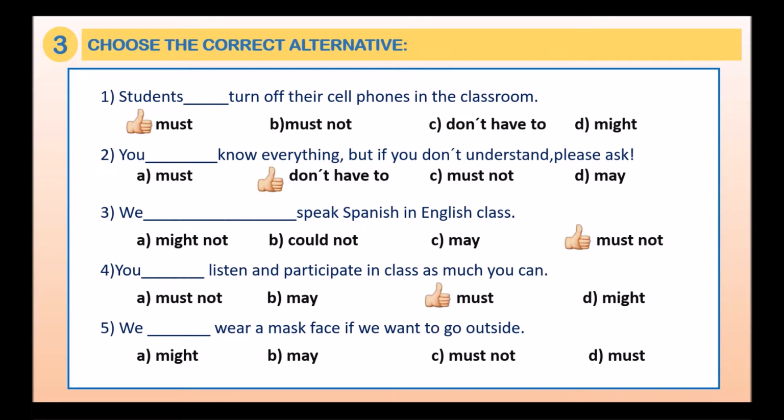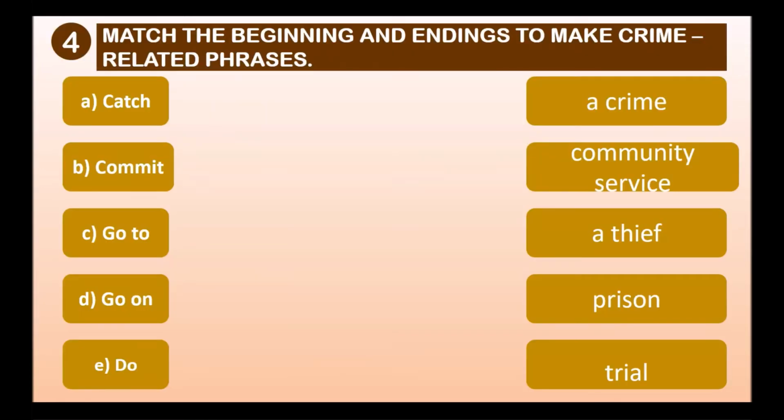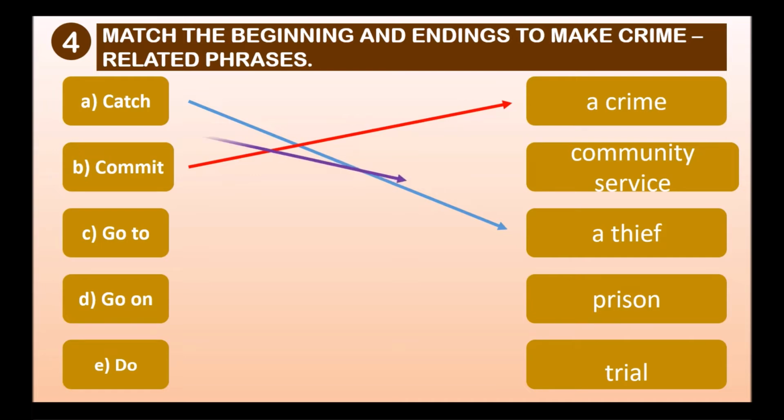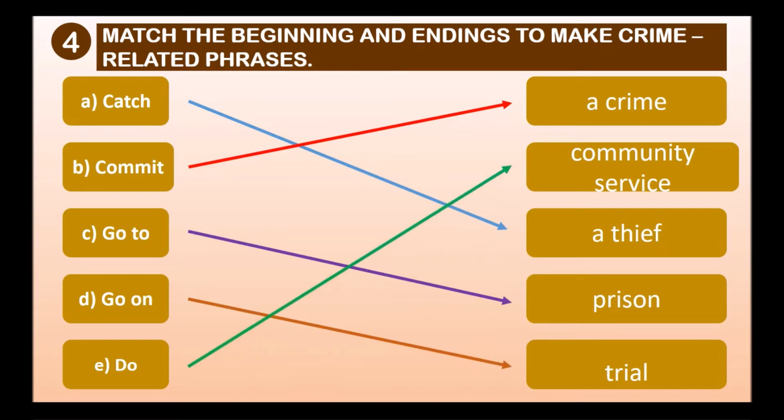Number 4. You must listen and participate in class as much as you can. Number 5. You must wear a mask face if you want to go outside. Match the beginning and endings to make crime-related phrases. A. Catch a thief. B. Commit a crime. C. Go to prison. D. Go on trial. E. Do community service.